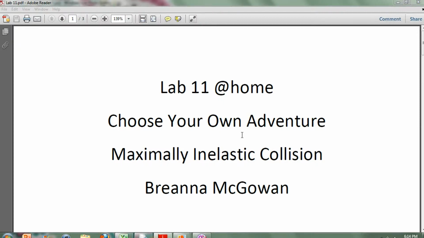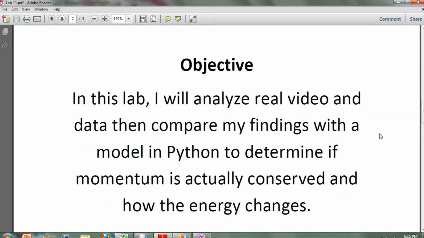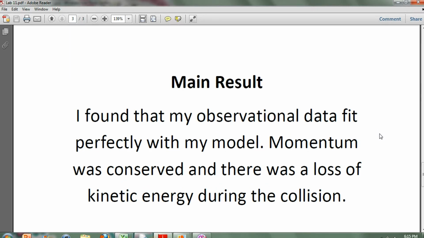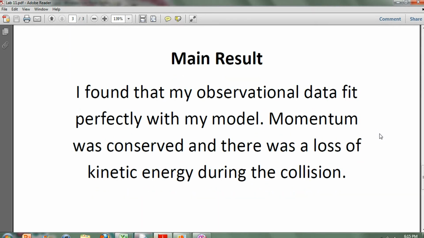This is Brianna McGowan, and this is my Lab 11 at Home Choose Your Own Adventure Lab, and I chose to analyze a maximally inelastic collision. My main objective is to analyze a real video and data, and then compare my findings with a model in Python, and I will determine if momentum is actually conserved and how the energy changes. The main result was that the data of my observation fit perfectly with the model, and momentum was conserved and there was a loss of kinetic energy during the collision.